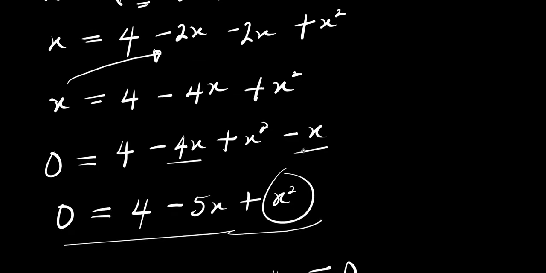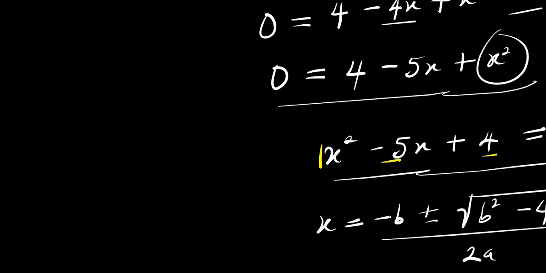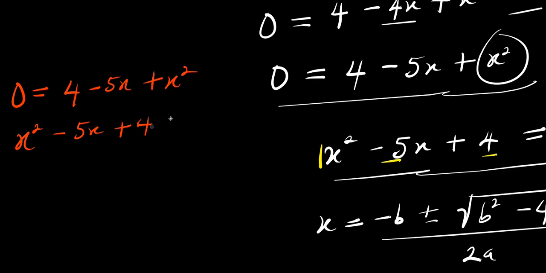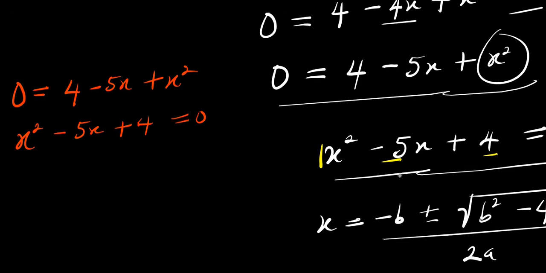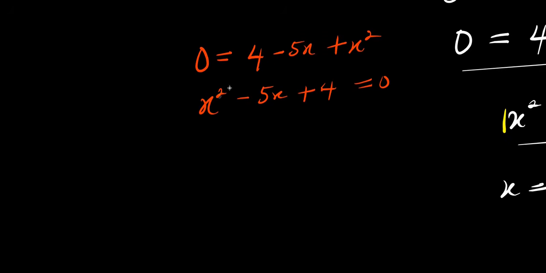Let's solve it again, this time using a different method. As 0 equals 4 minus 5x plus x squared, I can rearrange it having x squared minus 5x plus 4 equals 0. Let's solve it, guys. Now, I'm going to make use of the method of factorization. So, right now, let's factorize this.